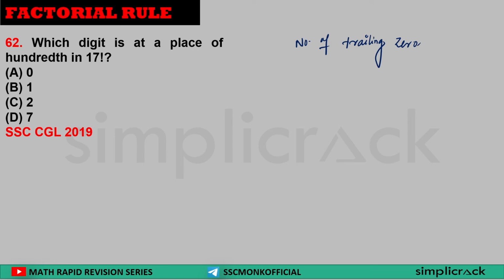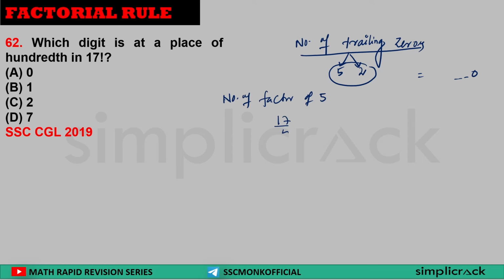The number of trailing zeros depends on how many 5s and how many 2s there are in this particular factorial, so that you can see how many zeros will be there in the unit digit, 10th place, or 100th place. So I'll write the number of factors of 5: 17 by 5 plus 17 by 25. Yes or no? Because this is 2-digit. 17 by 5 is equal to what? 5 3s are 15, so this is 3.